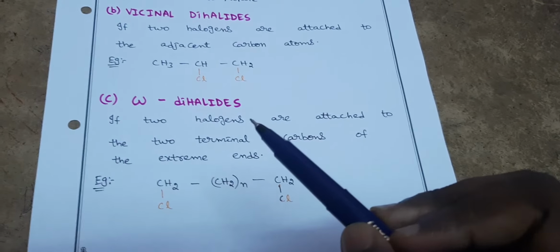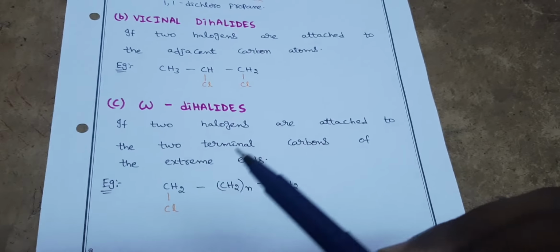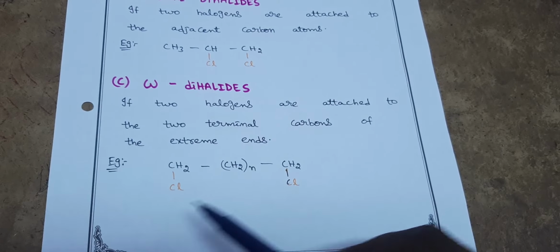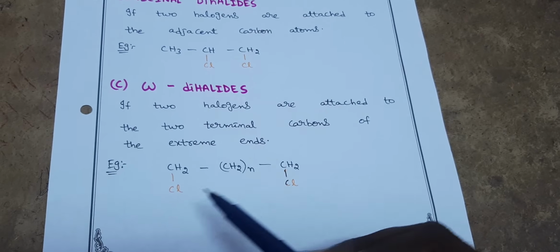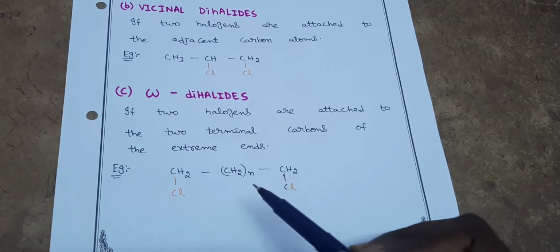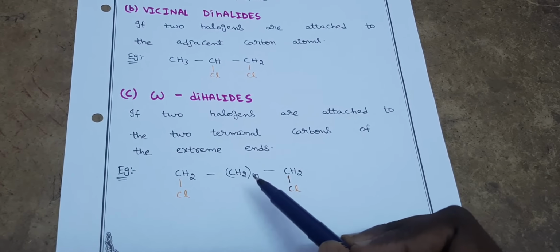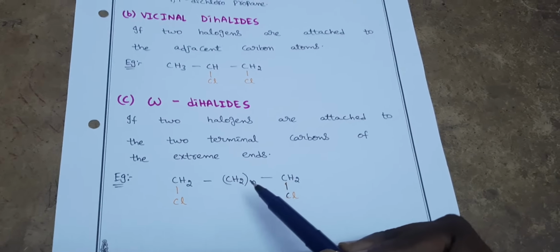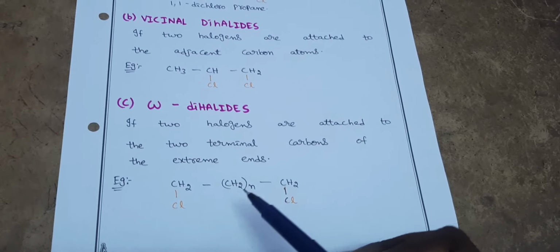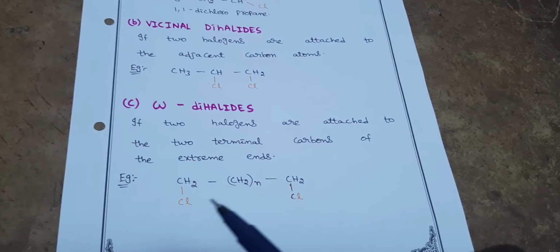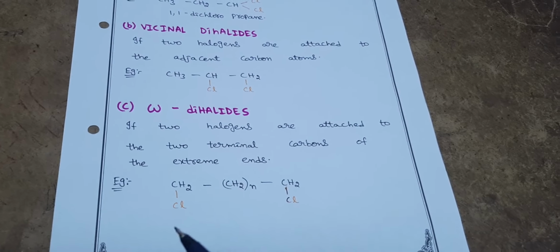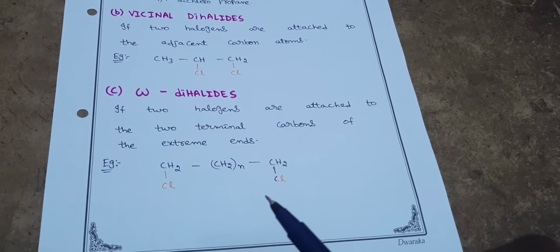Omega dihalides. If two halogens are attached to the two terminal carbons at the extreme ends, look here, the two halogens are attached to two terminal carbons, then such dihalides are known as omega dihalides. Here in the place of n, if you keep 1, then it will be the propane chain. If you keep 2, then it will become butane. If you keep 3, then it is pentane. That's your wish. But the two halides will be attached at the extreme terminal carbons. Then such dihalides are known as omega dihalides.